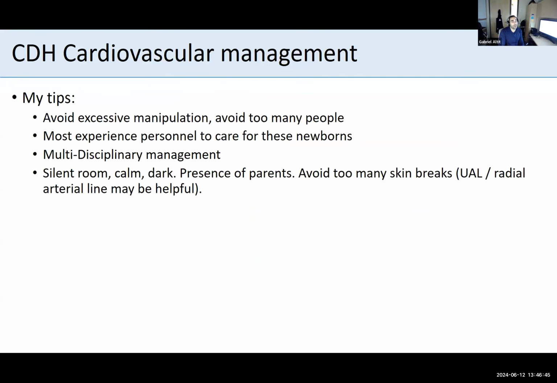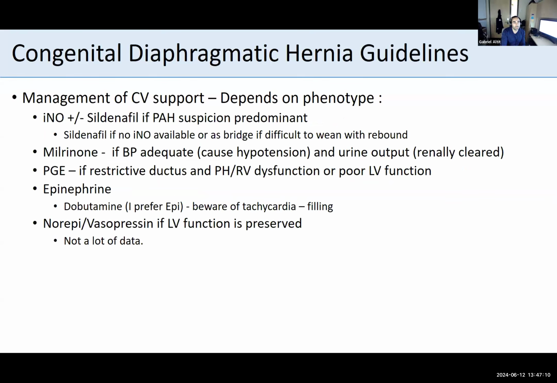My tip is always to avoid excessive manipulation, and avoid having too many people. I think it's important to have the most experienced personnel to care for these newborns and to have multidisciplinary management. And I think to remember the presence of parents, the environment, a silent room, having a calm environment for these patients, avoiding too many pricks of skin barriers and painful events is important, the whole package of the evaluation of these patients. In terms of cardiovascular care, again, it depends on the phenotype.